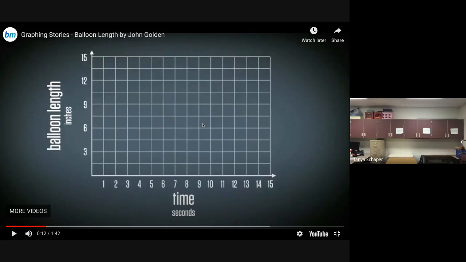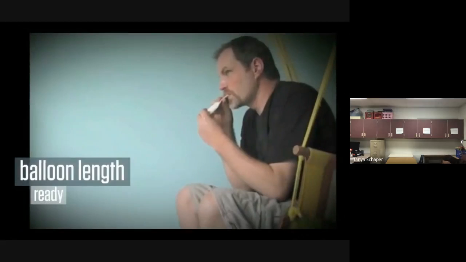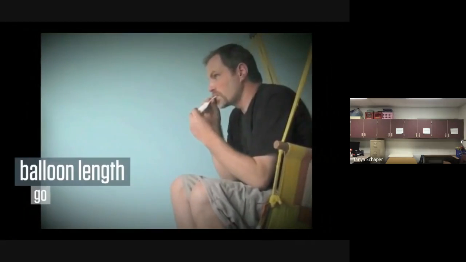So I'll give you a moment to get your graphs set up. And we're going to watch the balloon length. We're going to watch it the first time, and then we'll graph it when it's in slow-mo the next couple times. Here we go. And again, we're trying to take a scenario and represent it as a graph.